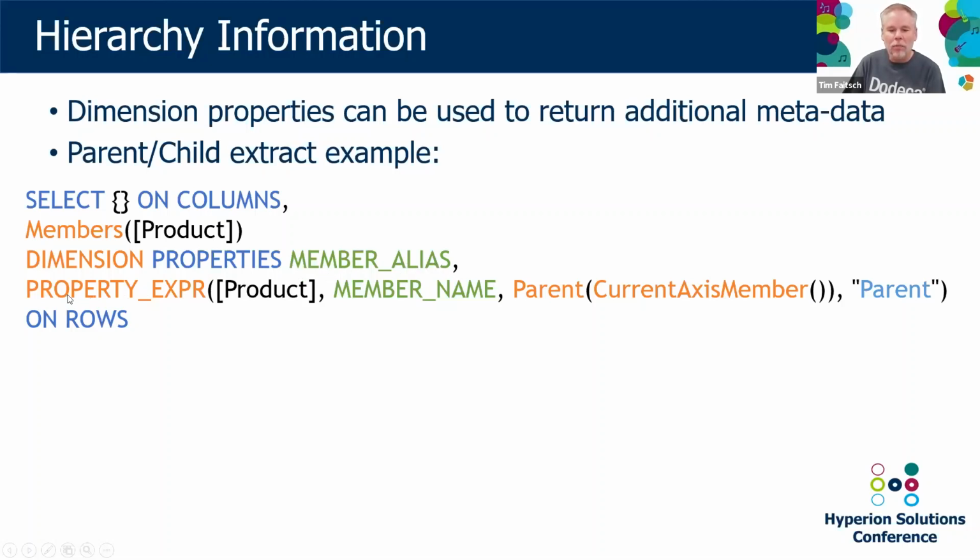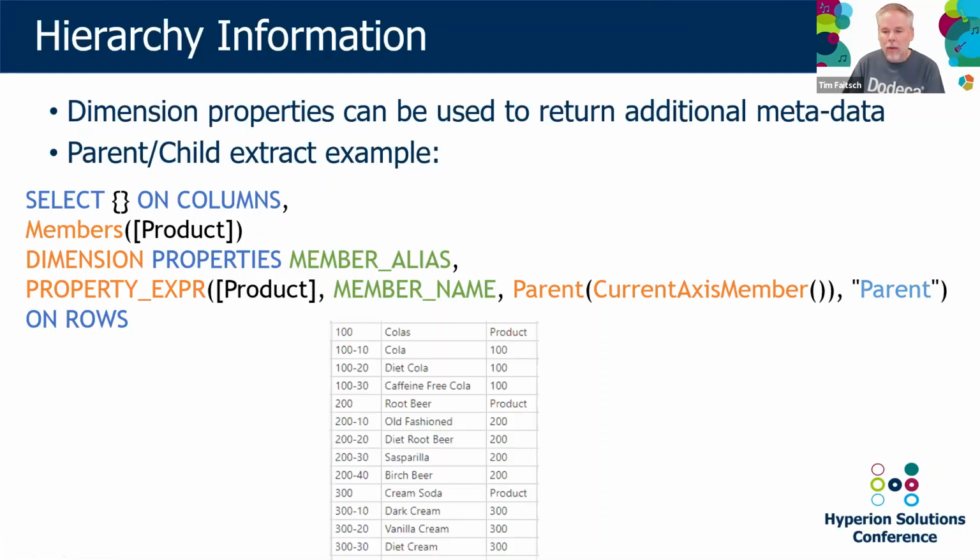And then I'm going to use this property expression. And the property expression is going to allow me to pull a function based upon the current access member. Current access member here is whatever product is being processed. So as it goes through the list, okay, give me that product. Now I want its parent and give me that member name on the rows. Cool. So here I go. I get my product, I get my alias, and I get my parent.